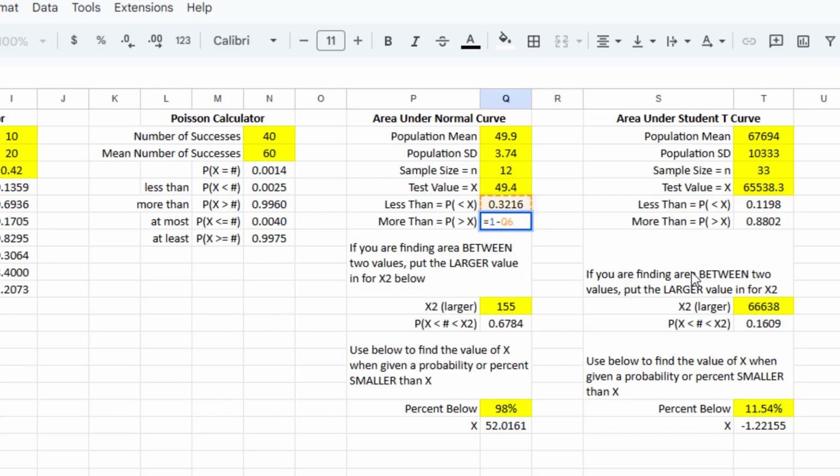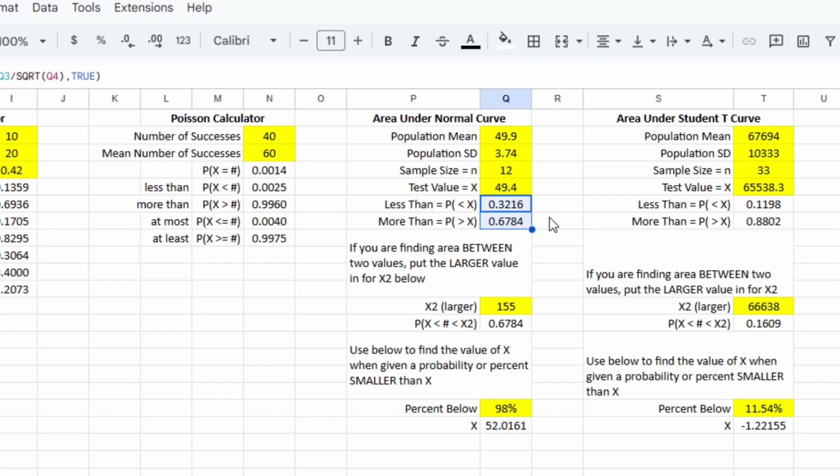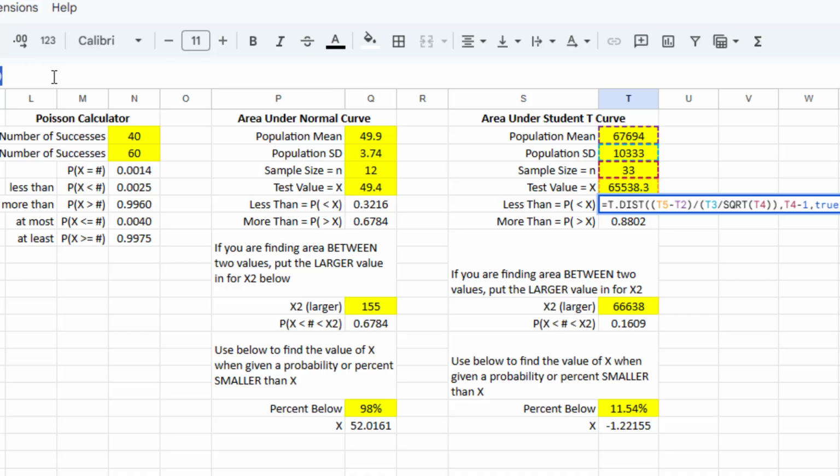And again, I can cheat the system, so to speak, and rather than doing 1 minus the whole norm dot distribution, I can simply just do 1 minus Q6, because these two numbers will always be perfect complements. These two numbers will always add up to 1. Okay, so that's less than and greater than, really super easy. You would do the exact same thing over here, except you're using the t distribution function, and then you have to give it degrees of freedom, and we can talk about that in another video, or I'll let you guys figure it out. Actually, do some stuff on your own, and then the same thing as 1 minus t6.